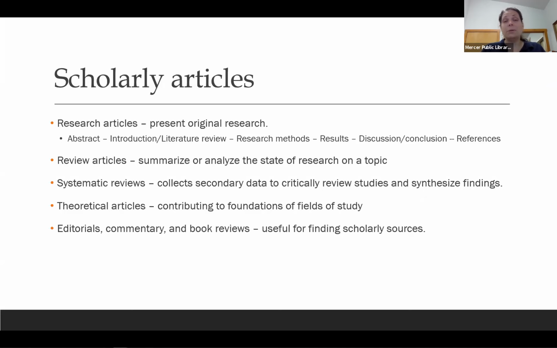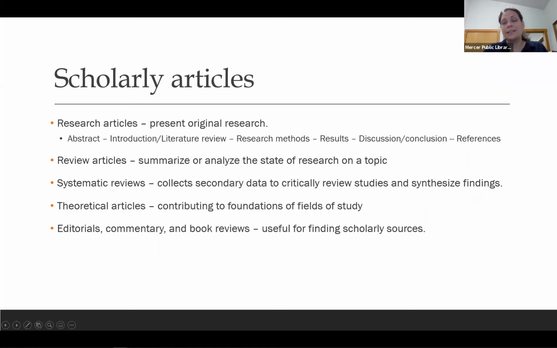Those review articles can be really helpful in identifying trends in a field. They can also be, for the average user like you and me, a great source of getting up to speed on a topic. So if you don't know enough about something to really begin your research, finding a review article is a great way to get yourself a broad overview of it.